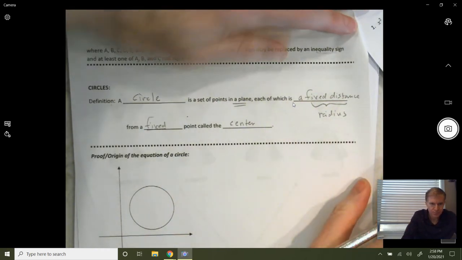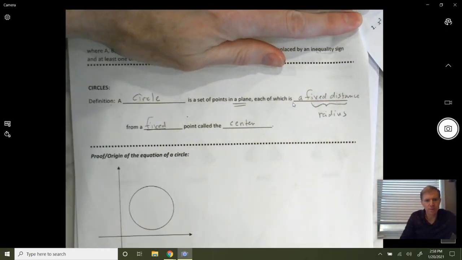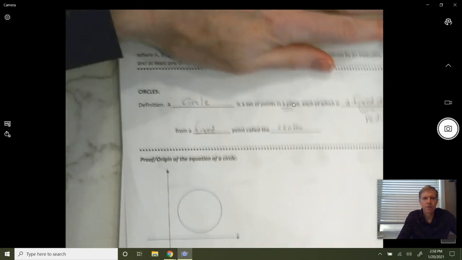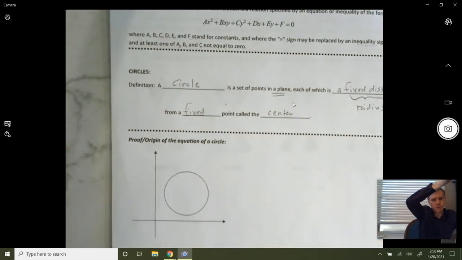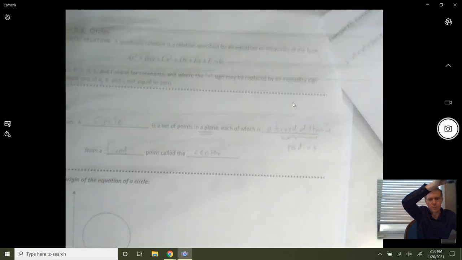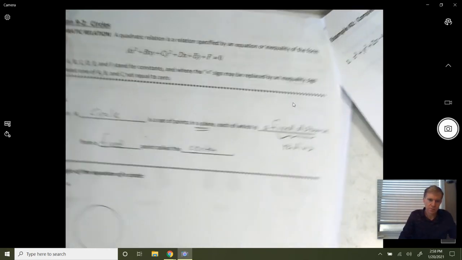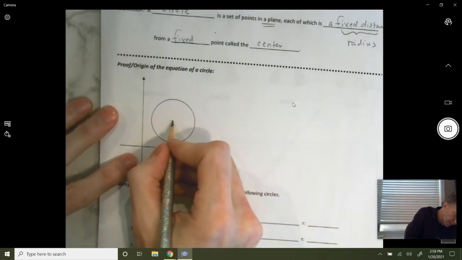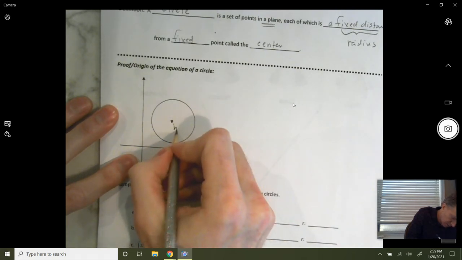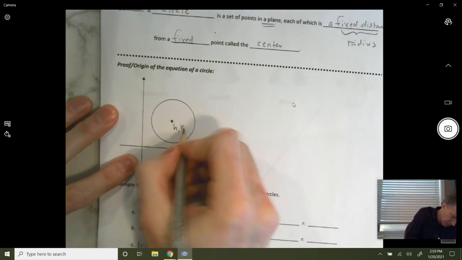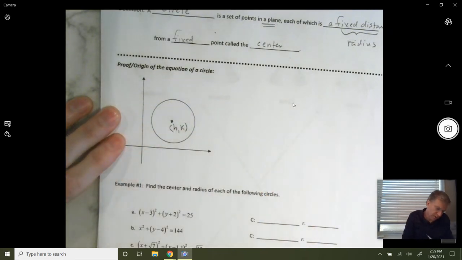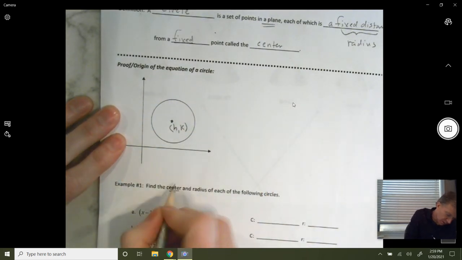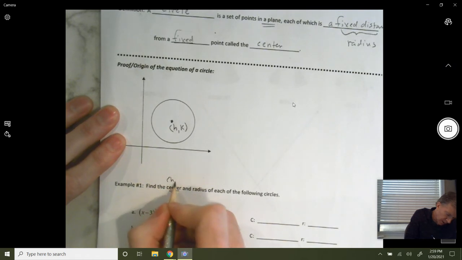Okay. So the proof and the origin of the equation of a circle. Okay, let's look at this. So I could draw this right here. I could draw my center. My center, I'm going to call it H comma K. That's my fixed point, the center, HK. Find the center, your fixed point, H comma K, and the radius.